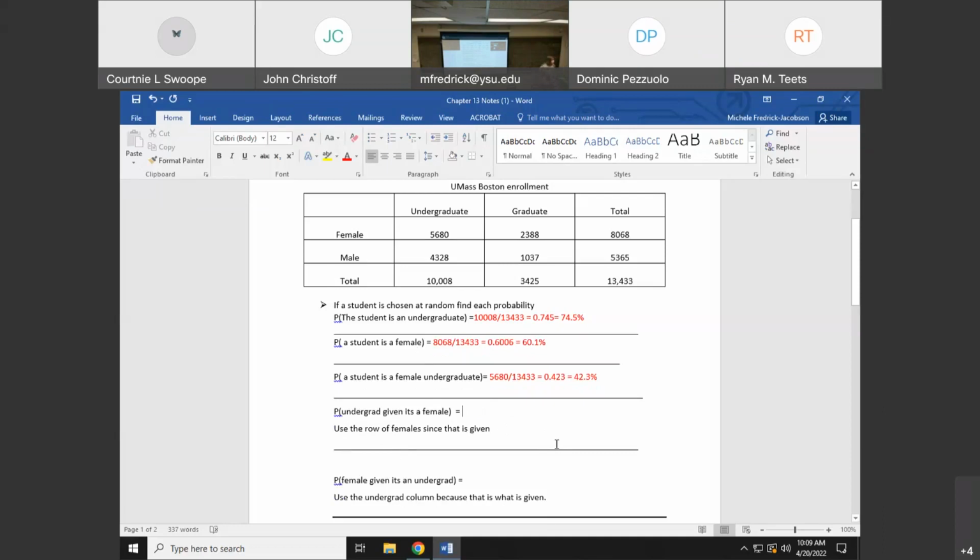The next one says find the probability it's an undergraduate given it's a female. When you're given a certain thing, then you ignore everything else. So we're given it's a female. We're only going to use that row. So we already know it's a female. We can throw all the males out. Then we wanted undergraduates. So the undergraduates are 5,680 out of the 8,068. We already know it's a female, so we can get rid of the other part. So when something is given, only use that row or column.